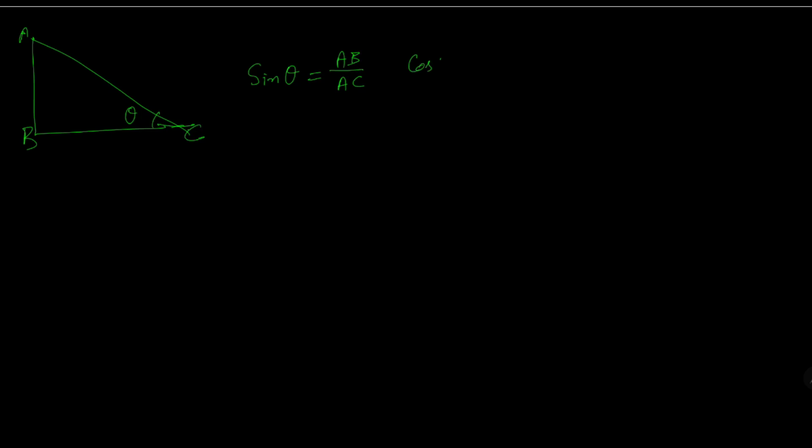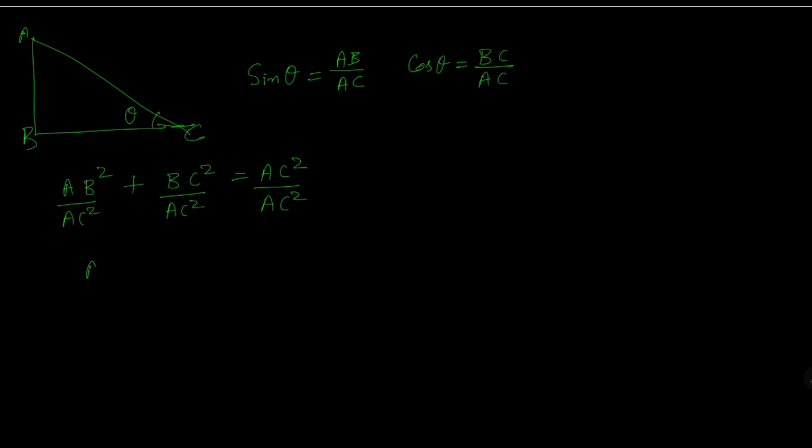What is cos of theta? Cos of theta is clearly BC upon AC, right? Now, what is Pythagoras theorem? Pythagoras theorem is AB square plus BC square is equal to AC square. Divide by AC square in all of them. What do you get? If you divide by AC square on both sides, this is what you get.